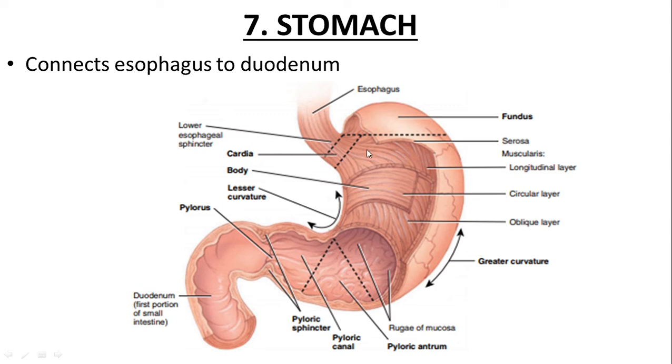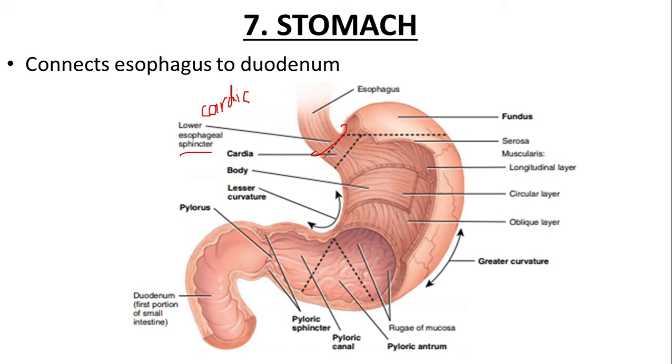So this is part 3 of our discussion about gastrointestinal physiology. Let's begin with the stomach. Your stomach is this organ that connects your esophagus to your duodenum. It is bordered above by your lower esophageal sphincter, also known as your cardiac sphincter.